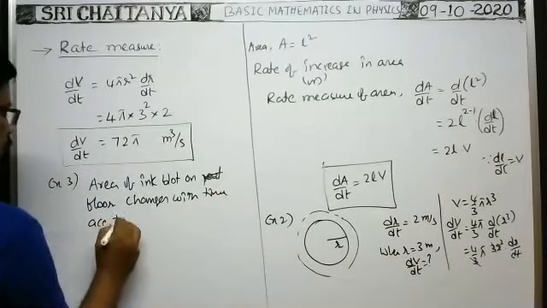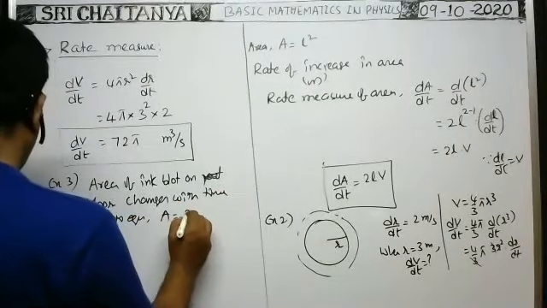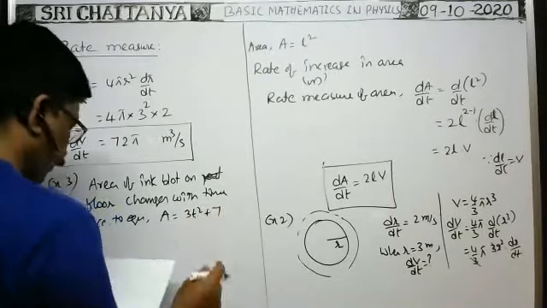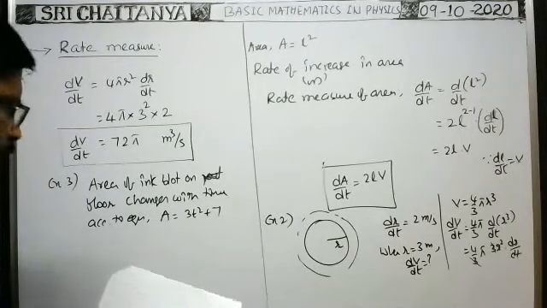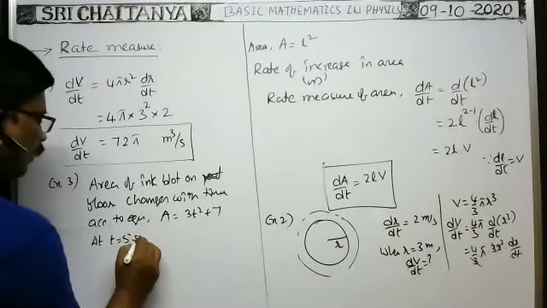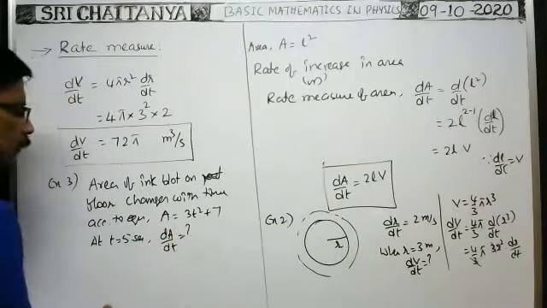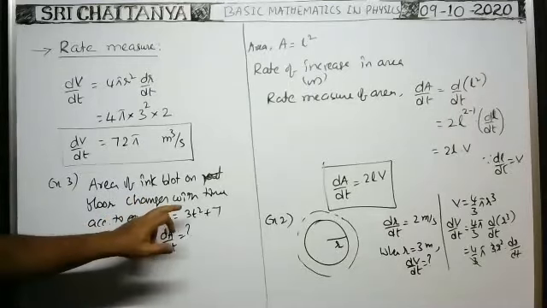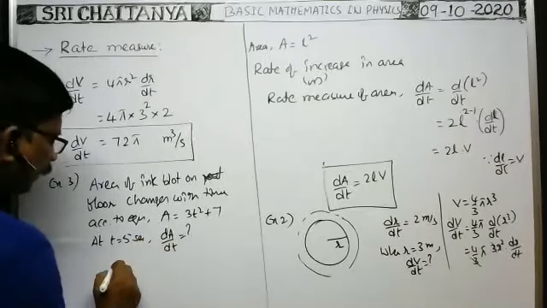According to the equation A is equal to 3t square plus 7, calculate the rate of increase in area at t is equal to 5 seconds. The area changes with time according to the equation given. The rate of increase in area means dA by dt.